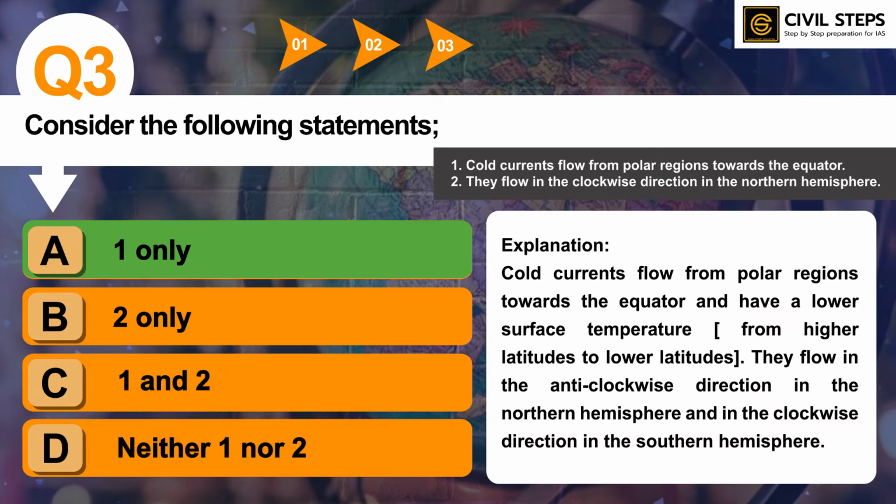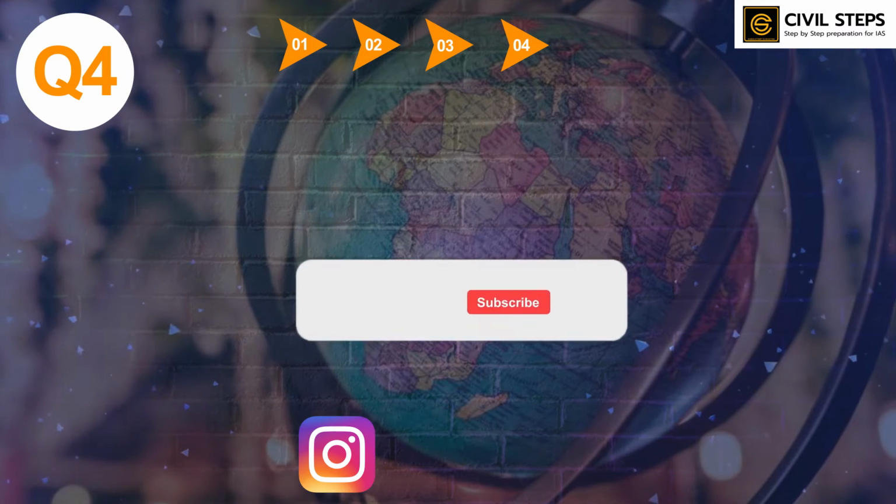So cold currents flow from polar regions towards the equator and have a lower surface temperature from higher latitudes to lower latitudes. So they flow in the anti-clockwise direction in the northern hemisphere and in the clockwise direction in the southern hemisphere. So again, I have already told you the important topics. So ocean current is one of the important topics in geography. So you can read about ocean currents in oceanography as well. So let us discuss question number 4.